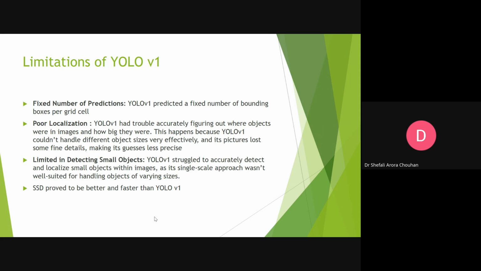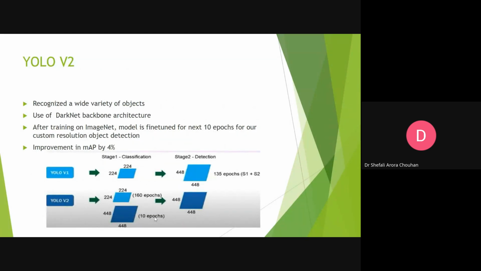We're not going into SSD right now. It is also not as popular as YOLO, but when I talk about comparing, SSD proved to be better as compared to YOLO V1. So there was the limitation: can we have a model which is better than YOLO V1 as well? So there came the next version of YOLO, which was YOLO V2.